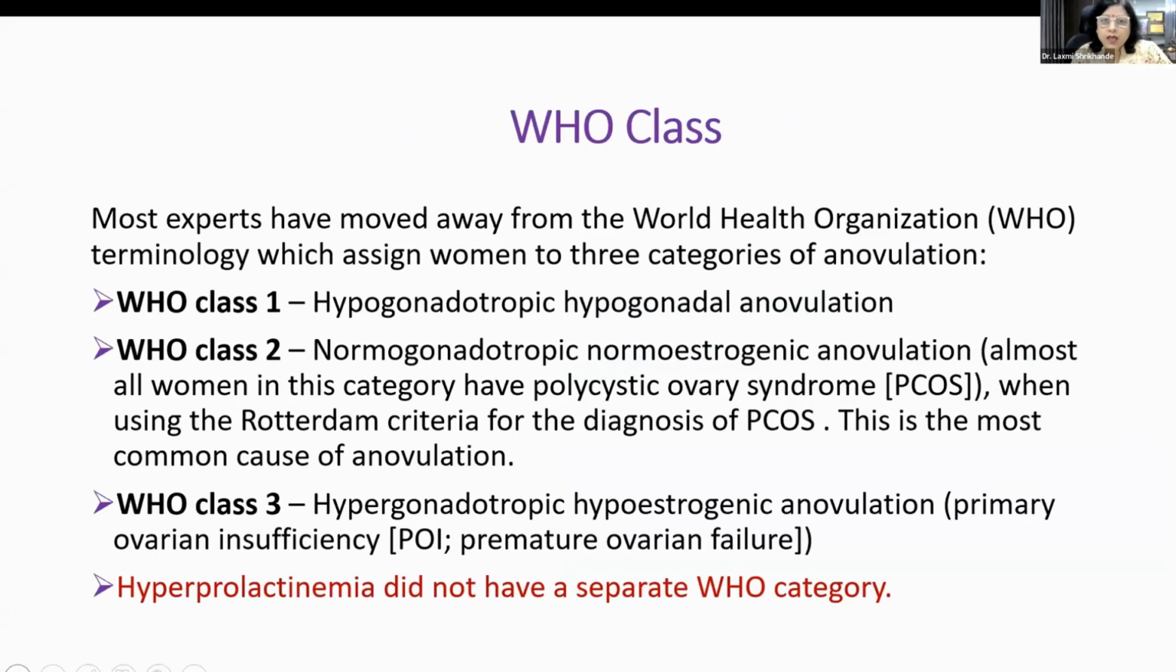WHO group 1 is hypogonadotropic hypogonadal anovulation. WHO class 2 is normogonadotropic normoestrogenic anovulation. Almost all women in this category are PCOS when we are using the Rotterdam criteria for the diagnosis, and this is the most common cause of anovulation. WHO class 3 is hypergonadotropic hypoestrogenic anovulation, that is primary ovarian insufficiency or premature ovarian failure. Hyperprolactinemia does not have a separate WHO category.